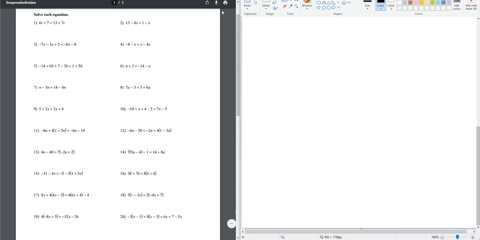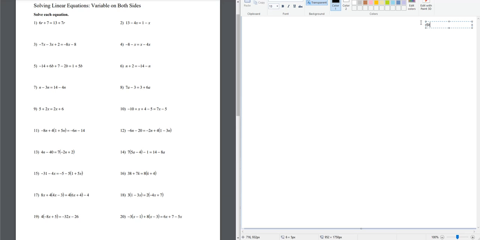Let's try number 5. It looks pretty complicated, but again, if you just follow the steps, you'll be fine. So the steps to solving equations is pretty much this. 1. Put the variable terms on one side and the constants, these are just your numbers without variables, on the other side. It doesn't matter which one goes where.